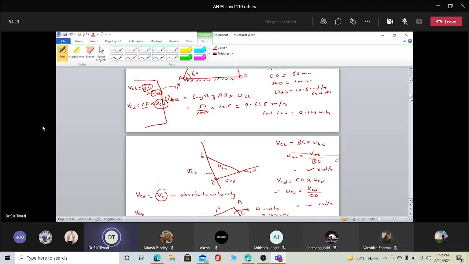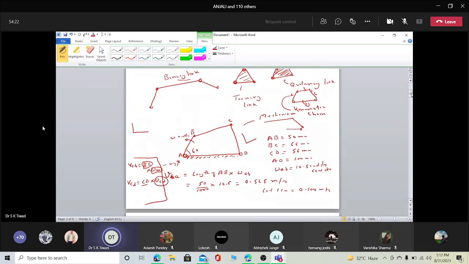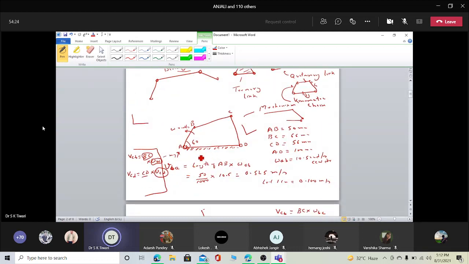This will be known as 4 bar. इसमें 4 बार्स यूज हुए हैं, लिंक हुए हैं 4। ये कस्टम में हो गया कि इसे 4 बार ही कहा जाता है। It's 4 bar mechanism.